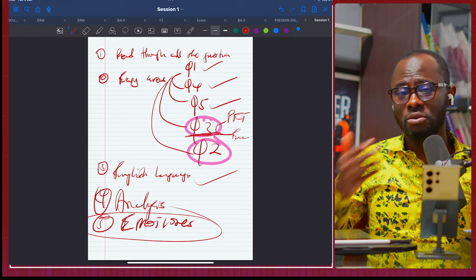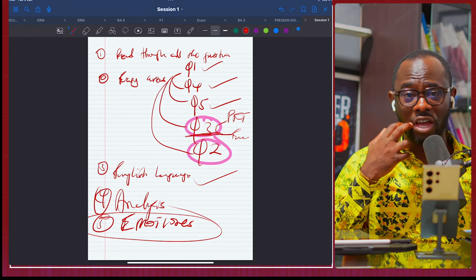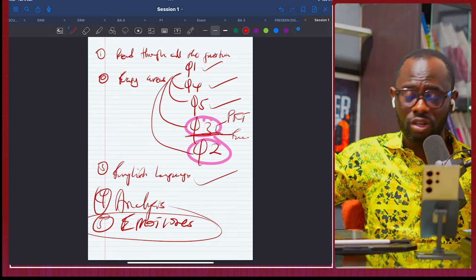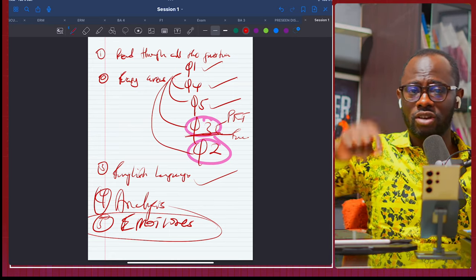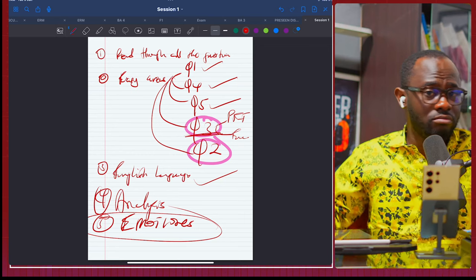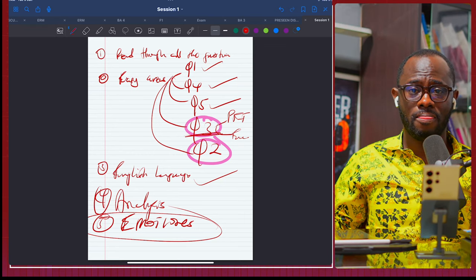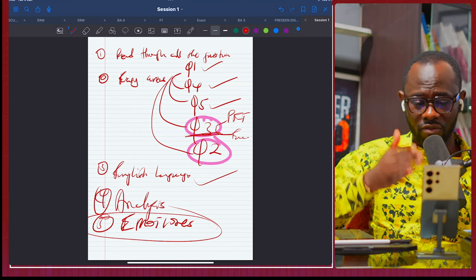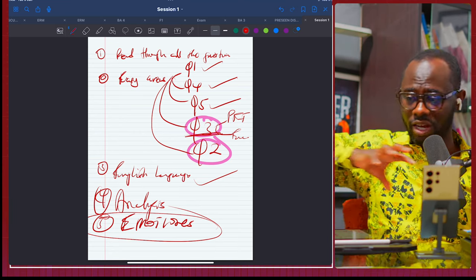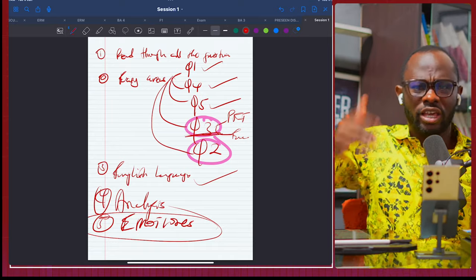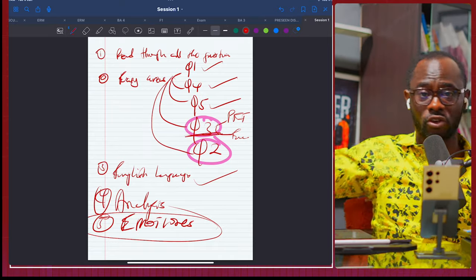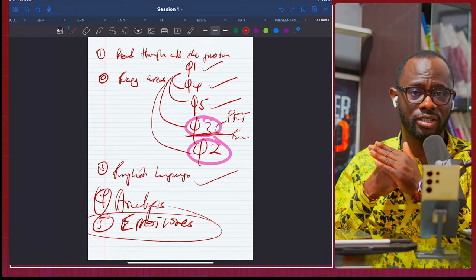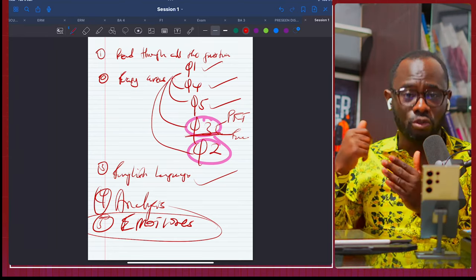Manage your time very well. You can't answer all the five questions. Although it is recommended that you attempt all the five questions, the reality is you can't answer all of them. So you have to optimize yourself in relation to which questions you can answer as fast as possible, so that you can attempt many of the questions before they say stop work. If you can do a lot of the questions within the 3 hours, you will pass.